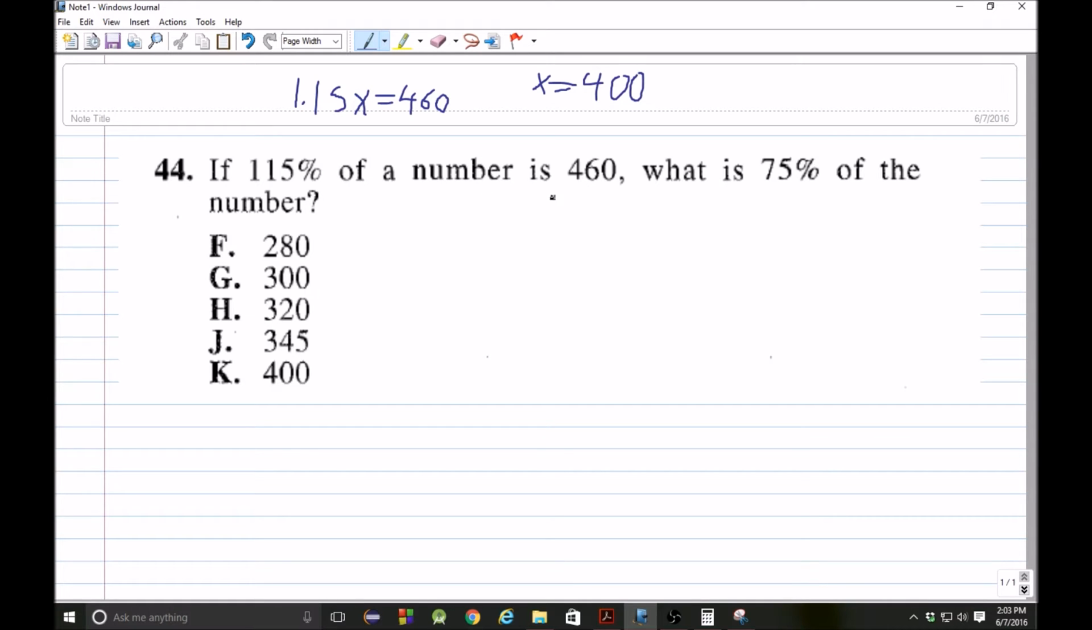What is 75% of 400? So what's 0.75 of 400? 3/4 of 400, that's the same thing as 75% of 400. Well, that's 300. If I could write any sloppier. So the answer is G.